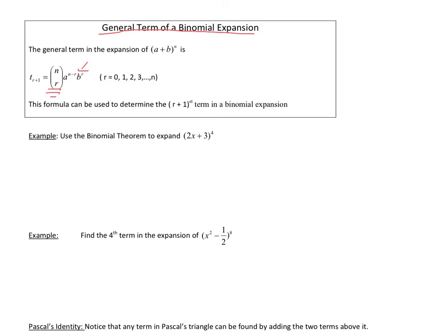So what we can use now is the patterns in Pascal's triangle and our knowledge of combinations, and see if we can expand 2x plus 3 to the 4, and then we want to try and find the fourth term only in the expansion of x squared minus 1/2 to the power of 8. See if you can do those. Try these two examples for next class, and we will take them up in class, as well as continue our discussion with Pascal and look at his identity.